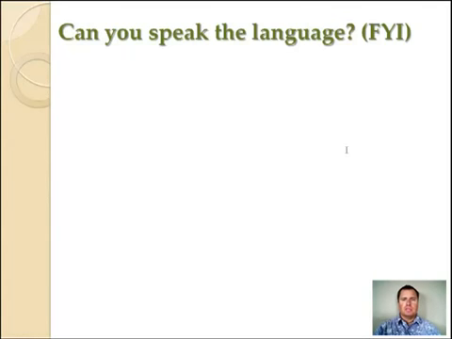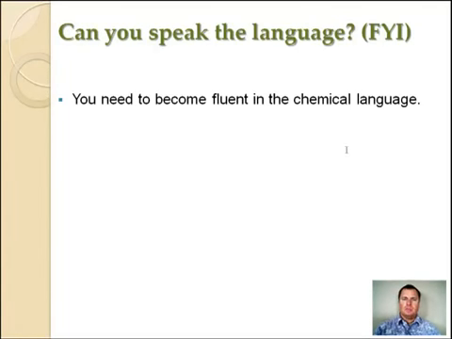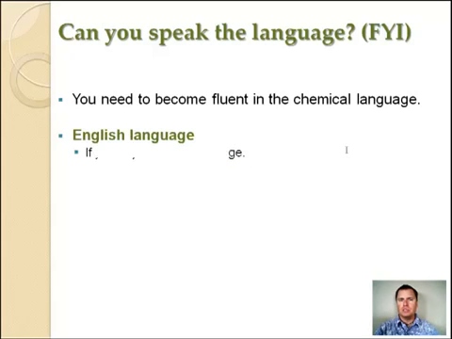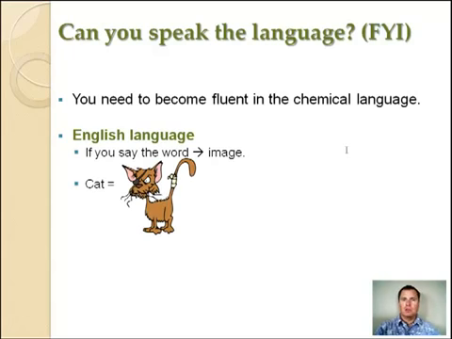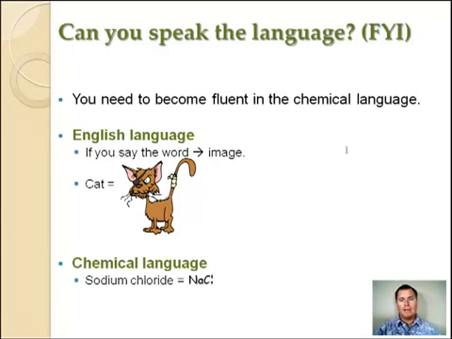So, can you speak the language of chemistry? What you need to be able to do is become fluent in this language. You're already fluent in English. For example, in English, when we say a word, we get an image. So if I say the word cat, I'm going to get an image of a cat. Hopefully your cat looks a little better than this. Now in chemistry, when I say sodium chloride, I need to think NaCl. That's its chemical formula. And that's what we're talking about, learning to speak the language of chemistry. You need to be able to think and write these chemical formulas.